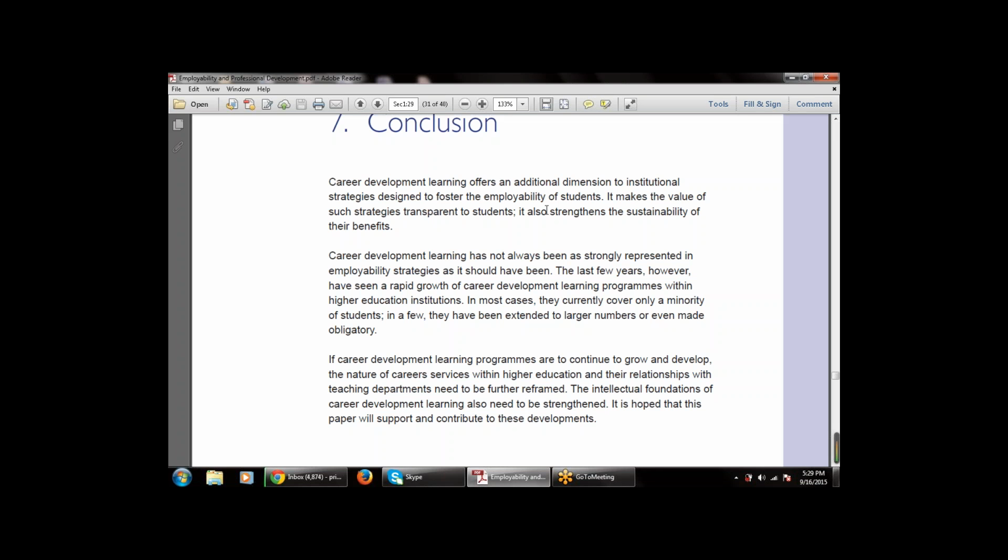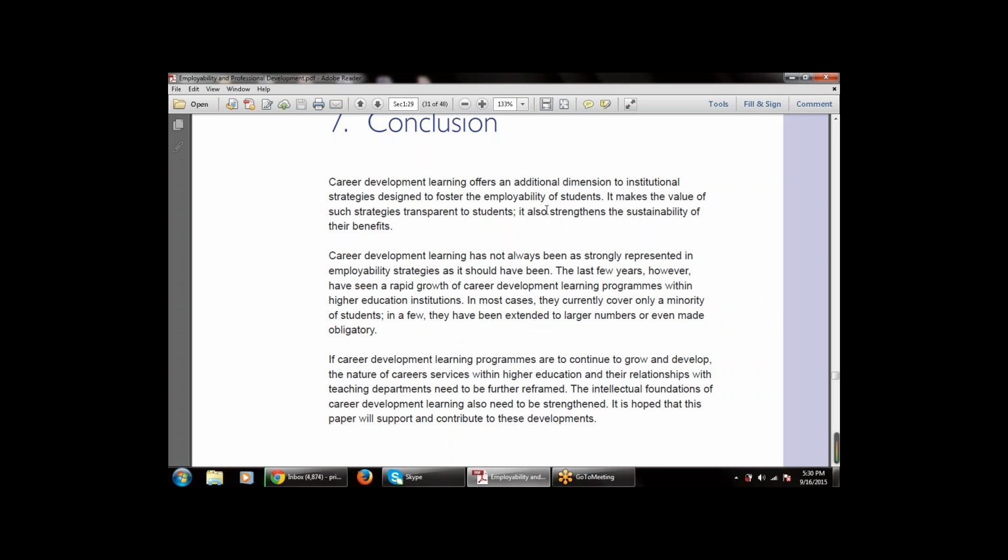The next paragraph says career development learning has not always been as strongly represented in employability strategies as it should have been. It should be strongly represented in the employability strategies that are available. The last few years, however, have seen a rapid growth of career development learning programs within higher education institutions, so there is career development learning growth available in higher education institutions.